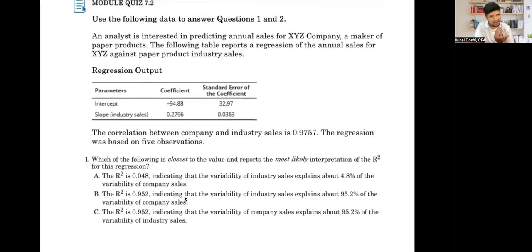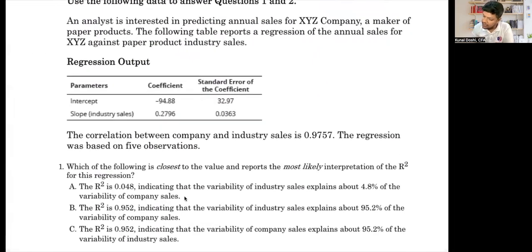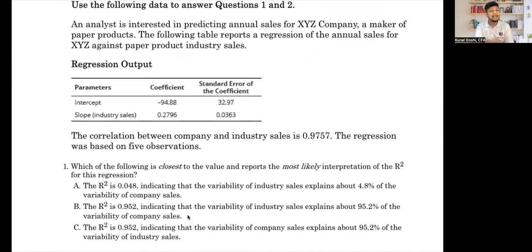Now, based on that, they've given a question. I will do the question and we will complete that part, right? Okay, let's see this. So I'll tell you how to do that in the question. Then probably you'll be able to understand that. An analyst is interested in predicting annual sales of XYZ. So this is my Y, sales, right? Following table reports a regression of annual sales against the paper product industry sales. So industry sales is your X.